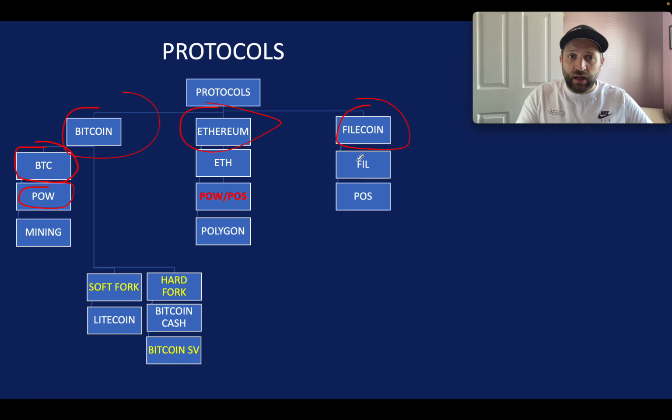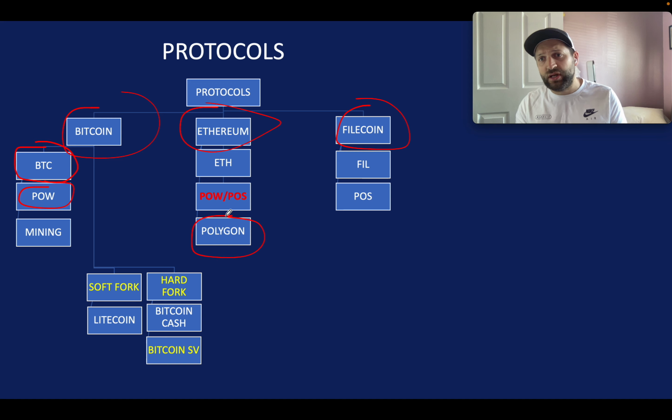And then below Ethereum here, you'll see I've got Polygon. Ethereum was kind of designed so that, if Bitcoin was the gold of the digital world, then Ethereum was going to be like Bitcoin's digital oil.